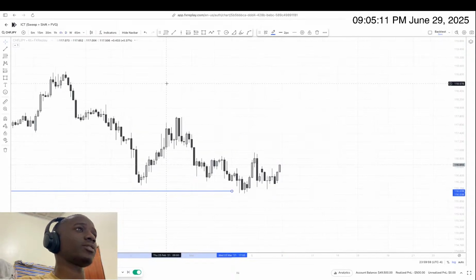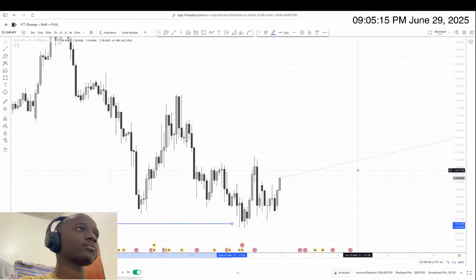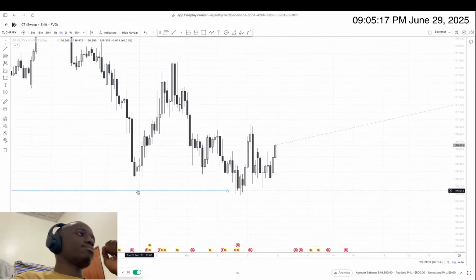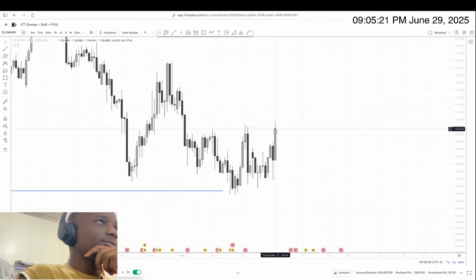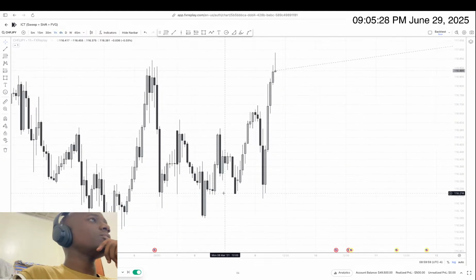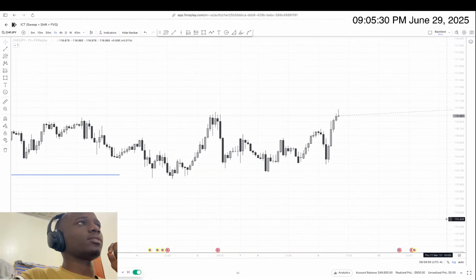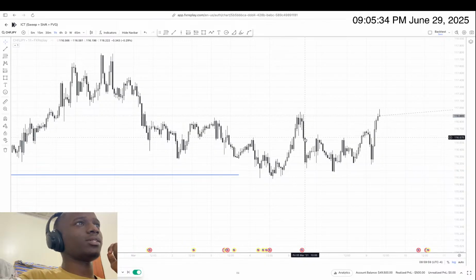So the 4-hour is pushing crazy. In the morning, the London session has just started. And okay, you can see we were in some kind of downtrend. Then after taking out these highs, we didn't close above any of them. We started this crazy consolidation.